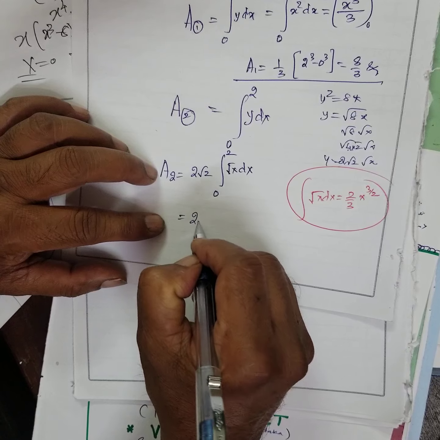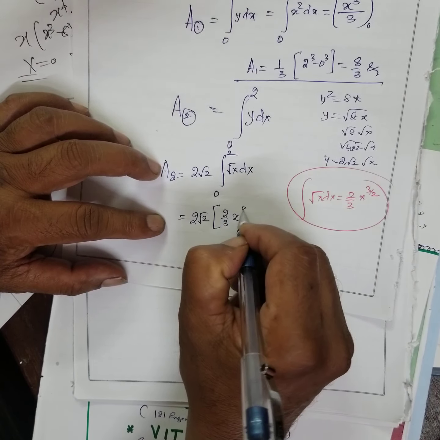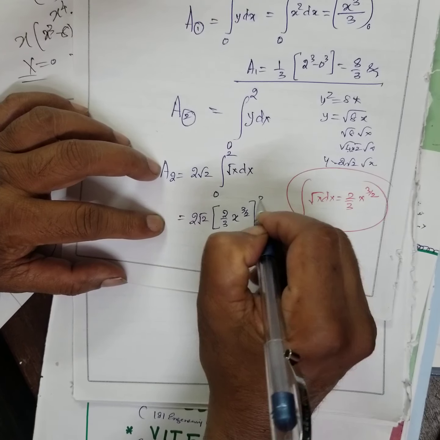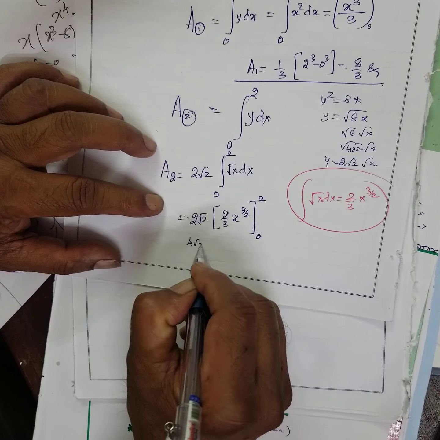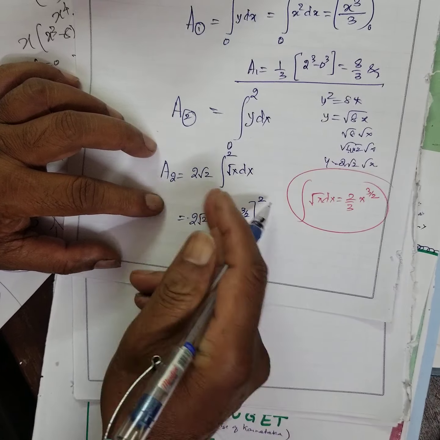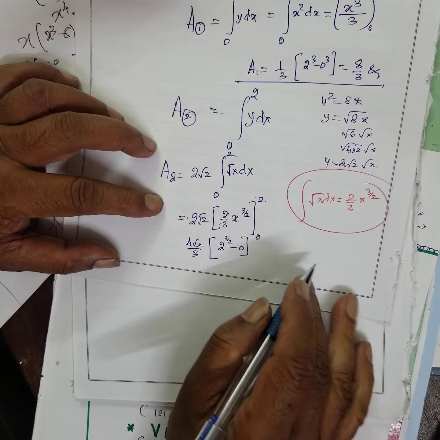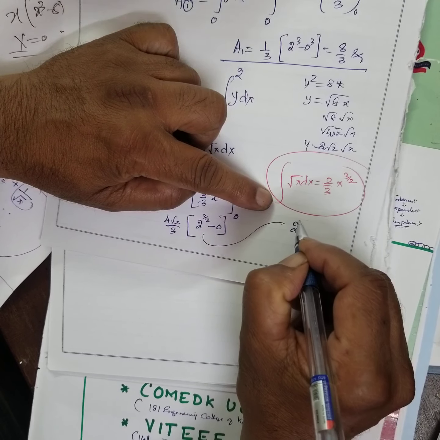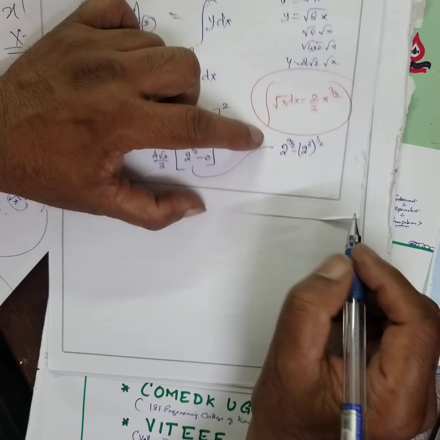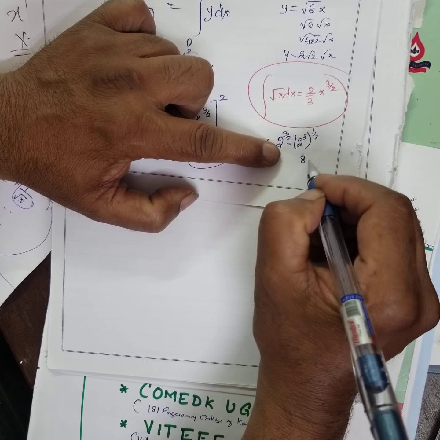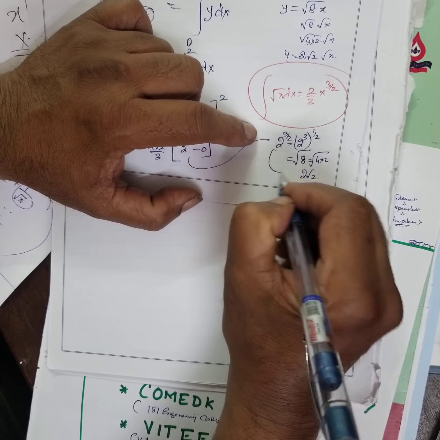Therefore this is equal to 2 root 2 times 2 by 3 x to the power of 3 by 2, from 0 to 2. Here what will happen? This 2 root 2 comes out. I am applying the upper limit, 2 to the power of 3 by 2, minus the lower limit 0. Then what? 2 to the power of 3 by 2 is what? 2 cube, half power. That is what? 8, half power, is root 8. 4 into 2 root 2, correct?